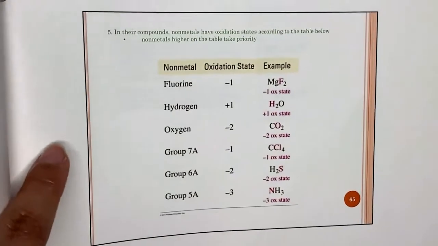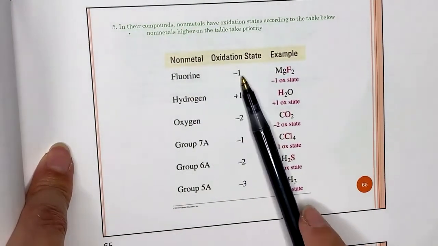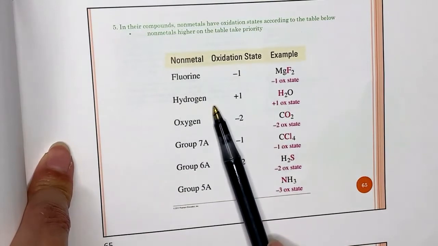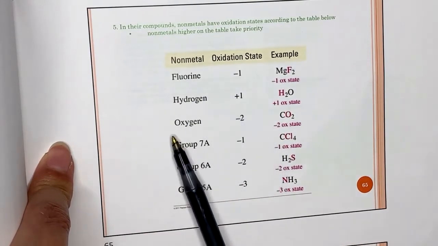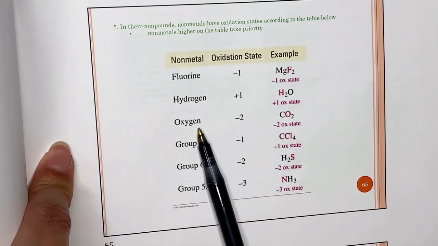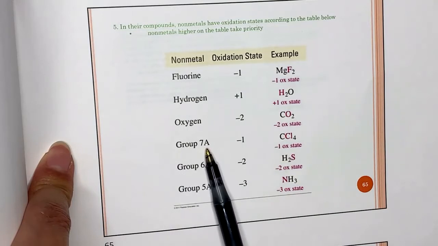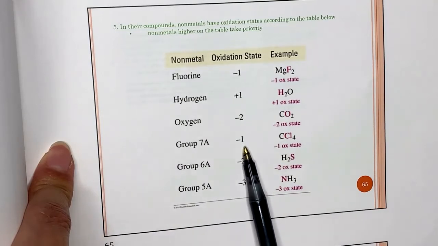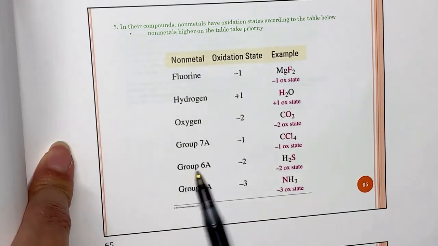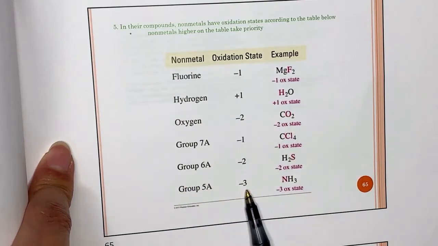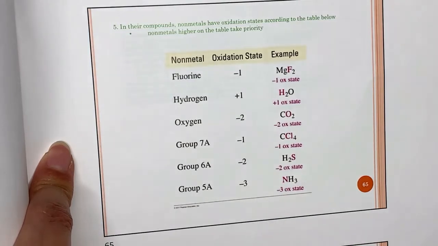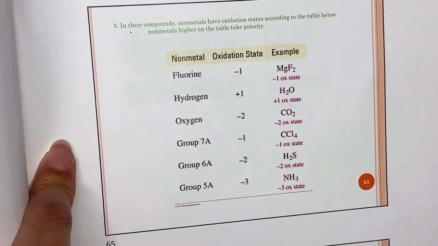And then the next rule is if you don't see group 1 or group 2, you look for fluorine. Fluorine will be assigned as -1. If you don't see fluorine, look for the next in line. It's hydrogen, +1. If you don't see hydrogen, go to the next one, oxygen, assigned as -2. And then if you don't see oxygen by itself, anything in group 7 in general is -1. If you can't find group 7, look for group 6, -2. If you can't find group 6, group 5 is -3. Anybody else not on this list, the leftover, will always be calculated.